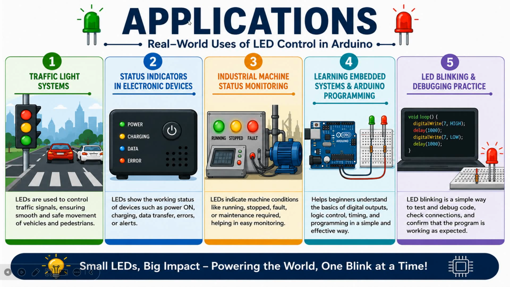Now the applications. It is used in traffic light systems where LEDs control traffic signals, ensuring smooth and safe movement of vehicles and pedestrians. It is also used for status indicators in electronic devices, where LEDs show the working status such as power on, charging, data transfer, errors, or alerts. Then third is industrial machine status monitoring. Here the LEDs indicate machine conditions like running, stopped, fault, or maintenance required, helping in easy monitoring.